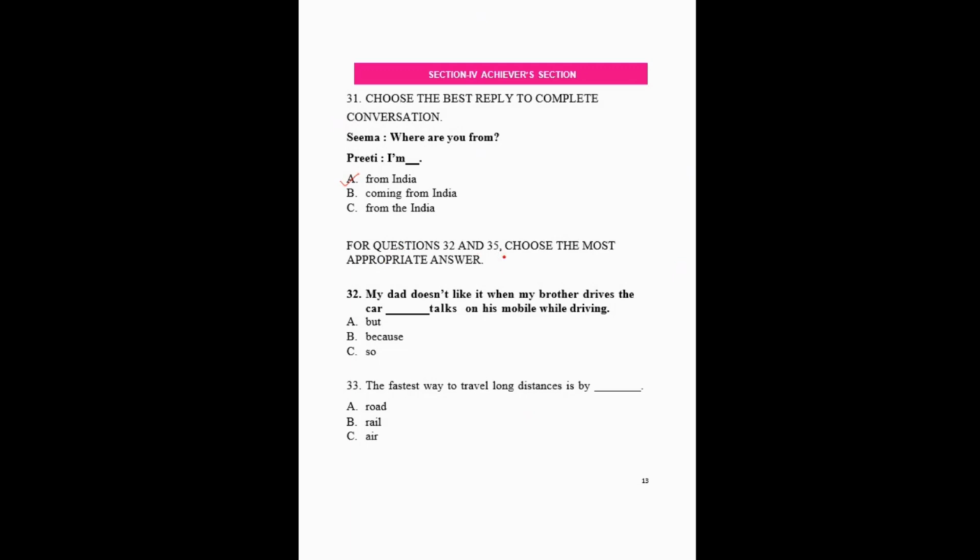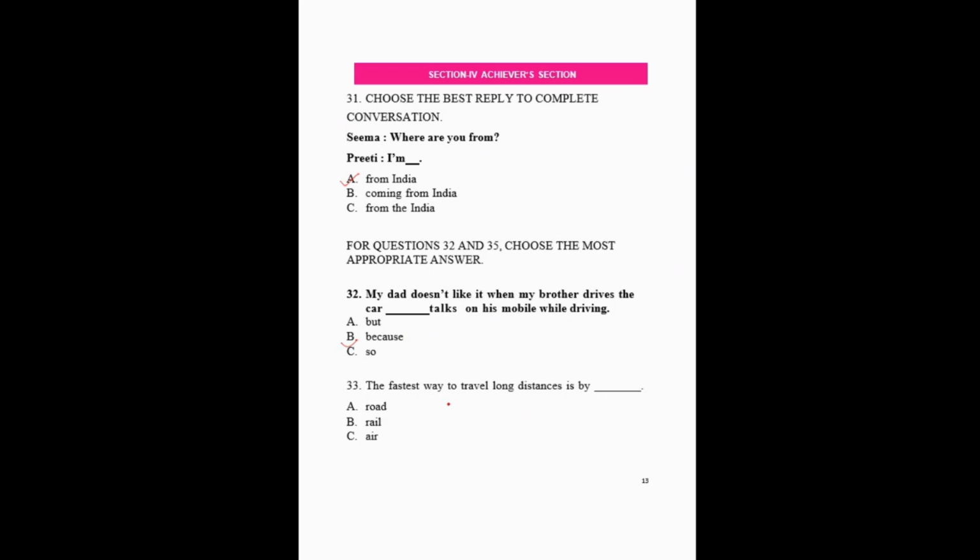Now, for questions 32 and 35, choose the most appropriate answer. My dad doesn't like it when my brother drives the car. He talks on his mobile while driving. So it would be but, because, or so. My dad doesn't like it when my brother drives the car because he talks on his mobile while driving. There is a reason why my dad doesn't like it.